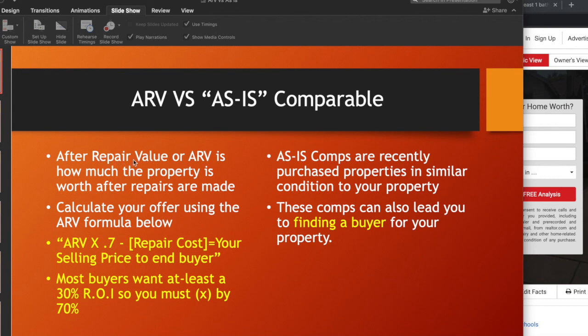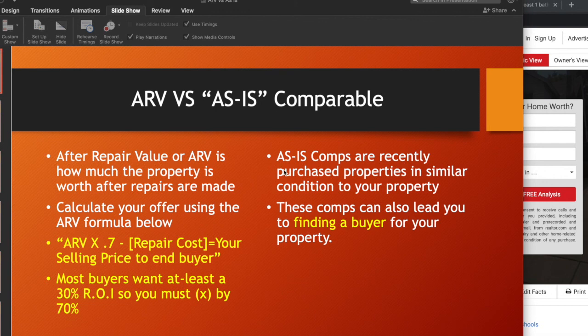So your after repair value, or ARV, is how much the property is worth after the repairs are made. The way you calculate your offer using the ARV formula is shown right here. It's ARV times 0.7, and that 0.7 is 70%. The reason you multiply by 0.7 is because most buyers want at least a 30% return on their investment. So this number, you would subtract by the estimated repair costs, and that would get you your selling price to the end buyer.